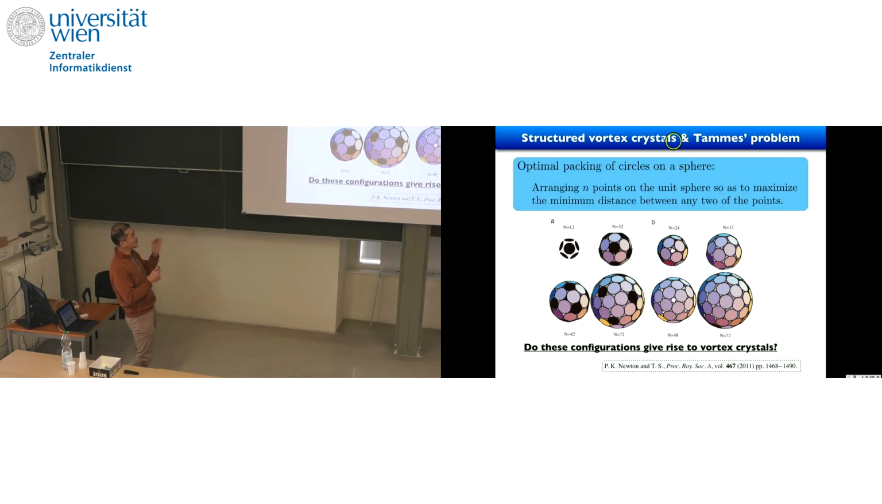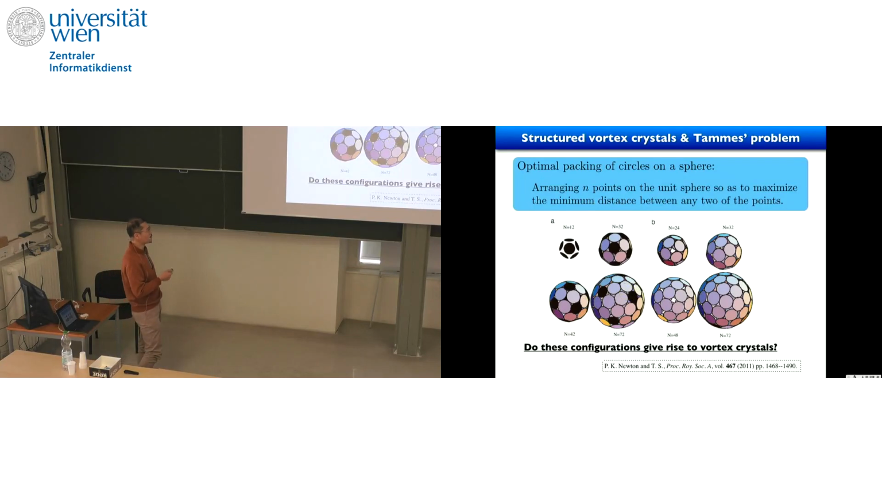So optimal packing of circles on a sphere is given by this: arranging n points on the unit sphere so as to maximize the minimum distance between any two of the points. This is a very famous problem known as Tammes's problem. For instance, for 12 spherical caps, this is the optimal packing state. And when we increase the number of spherical caps, these are the optimal packing states on the sphere. So the question is here: do these optimal packing states give rise to vortex crystals or not?